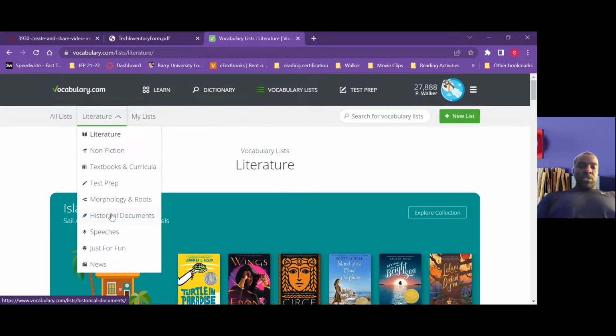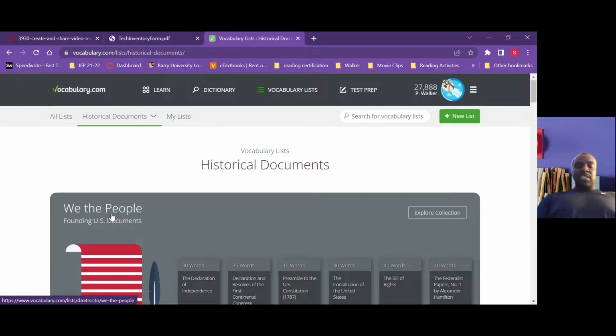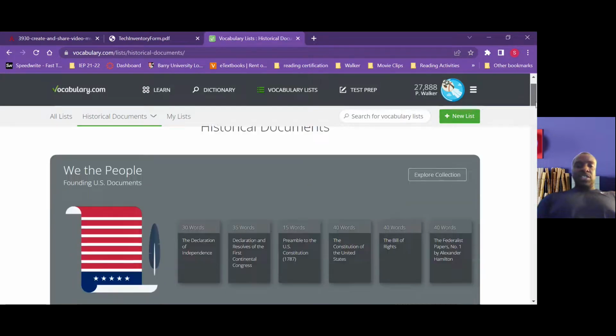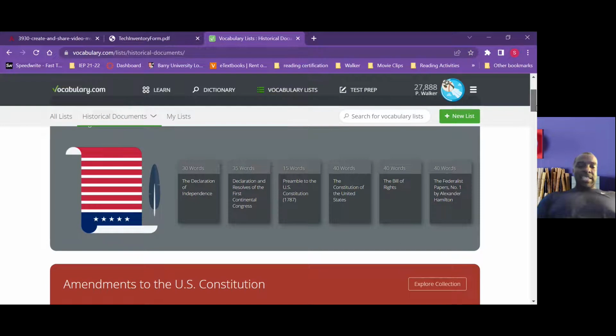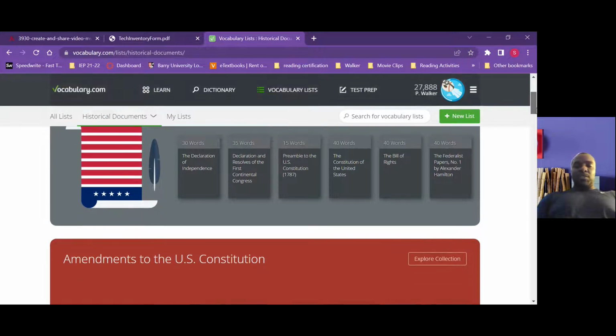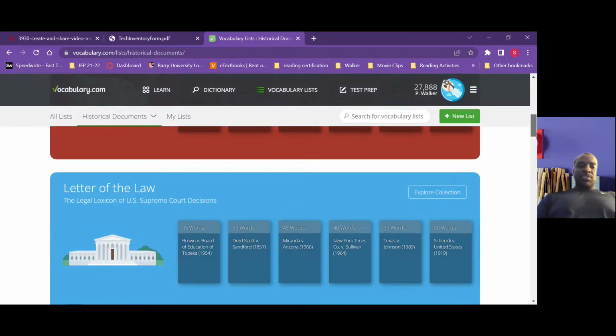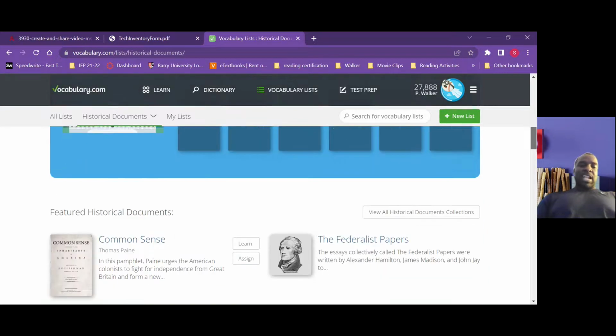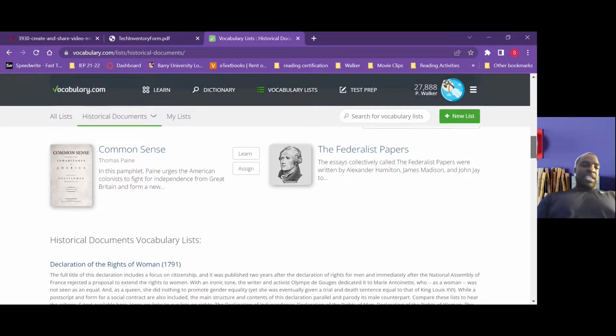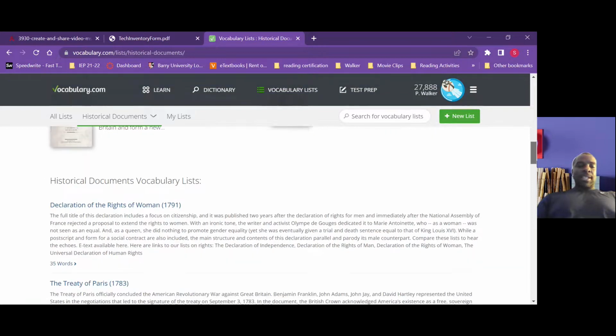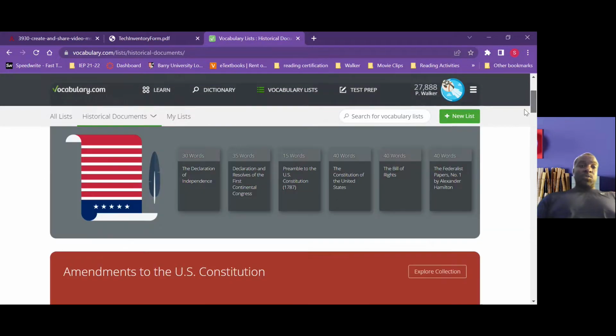You can do historical documents so that they can get a taste for the language, and a taste for the meaning and what the language is about. It's really cool. So you could utilize this in a history class, social studies of some sort. It's a lot of good stuff. Thomas Paine, Common Sense, when they were talking about rising up against the British. Oh, man, it's a lot of stuff that you can utilize.